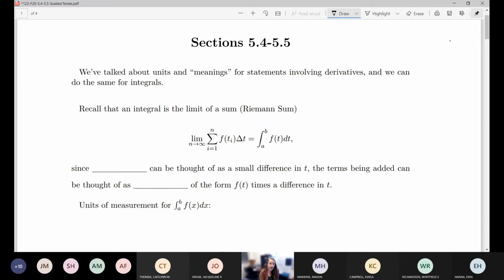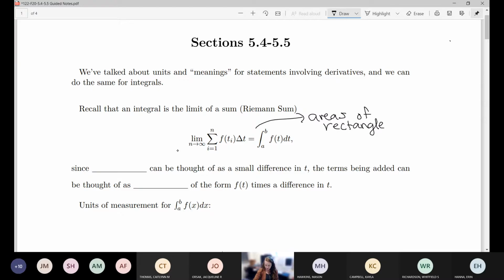A while back, when we were talking about derivatives, we talked about the units and then we interpreted the derivatives. Now we essentially have to do the same thing, but for integrals. Remember that an integral is a limit of a sum. So we have this really scary limit definition, but remember that this is just a Riemann sum, and so these are just areas of rectangles.